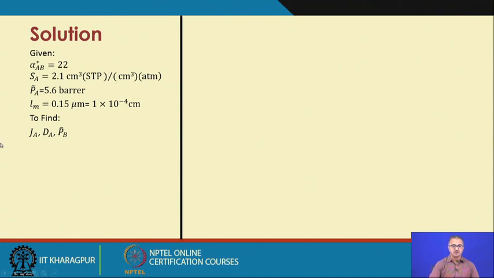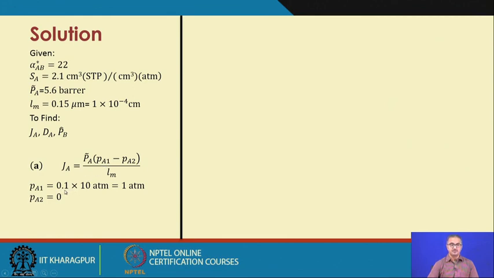For the solution, we first list out all the data given to us: the ideal separation factor, then SA, then PA, and the thickness of the membrane. We have to find the flux, diffusivity, and the permeance. First, for the flux, we write this equation. In this equation, we need to know the partial pressures. On the retentate side, the partial pressure is the product of the mole fraction and the total pressure, which comes to 1 atmosphere.